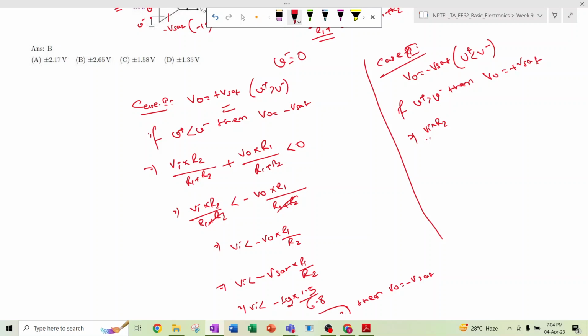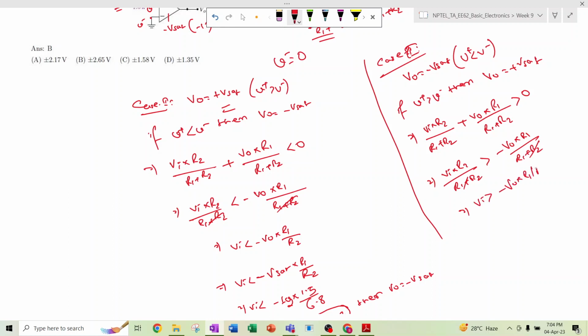From the earlier equation you can say V plus is Vi into R2 divided by R1 plus R2, plus VO into R1 divided by R1 plus R2. It should be greater than or equal to 0, or we can write Vi into R2 divided by R1 plus R2 should be greater than minus VO into R1 divided by R1 plus R2. These two cancel out. That means Vi should be greater than minus VO into R1 by R2.